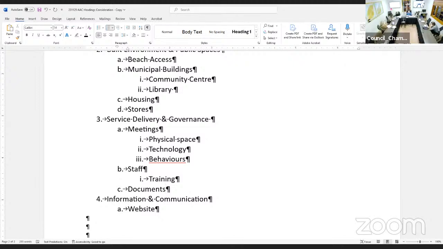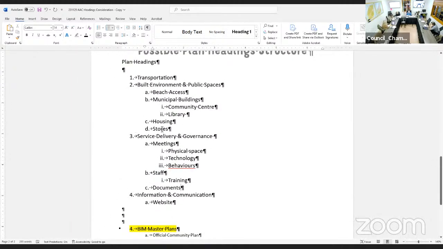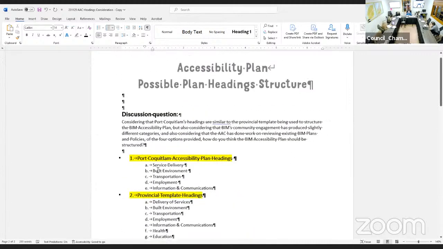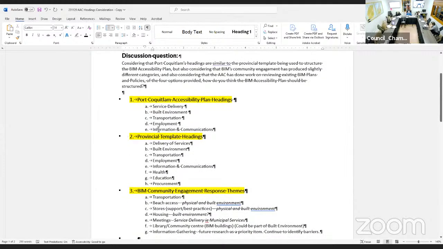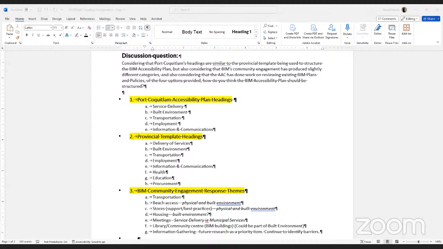So Daniel, can we look for the other examples? If we look at Coquitlam or the provincial model, is information and communication a separate topic? Under Port Coquitlam, it's a separate topic, and it's a separate topic under the province. So I didn't think of communications. That is another place that it would fit very neatly, actually.